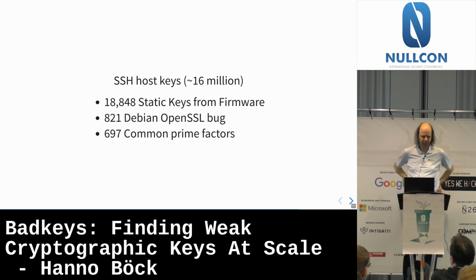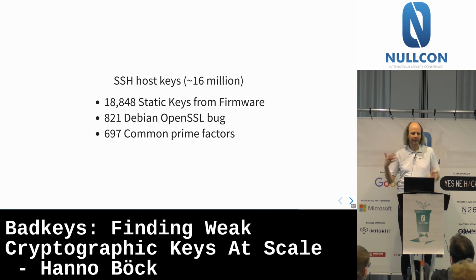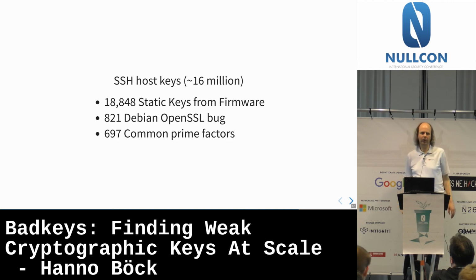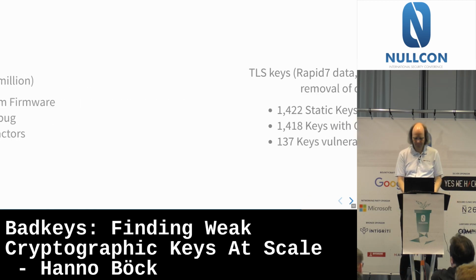Then there are a few Debian OpenSSL bug keys, more than with TLS, I found out. People don't rotate their SSH keys so often because SSH key rotating is a bit more problematic. And then there are a couple of these common prime factor issues.